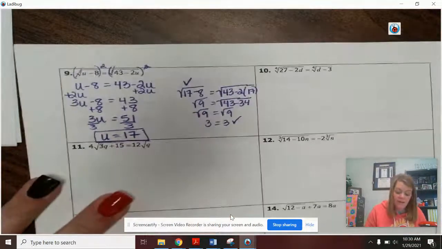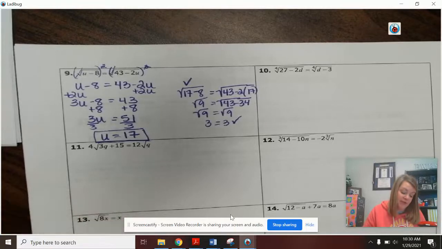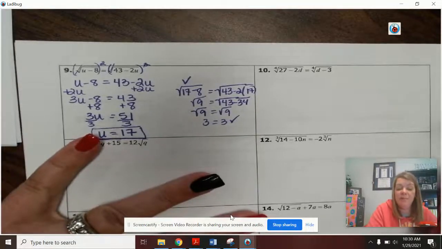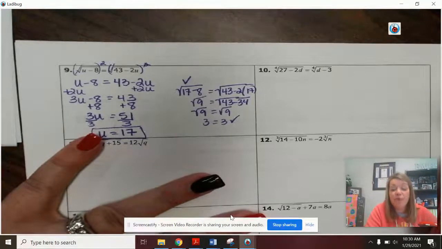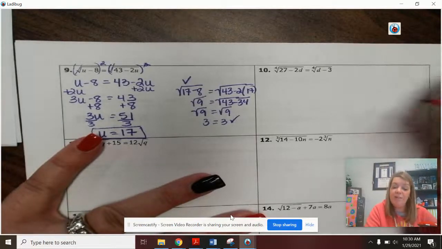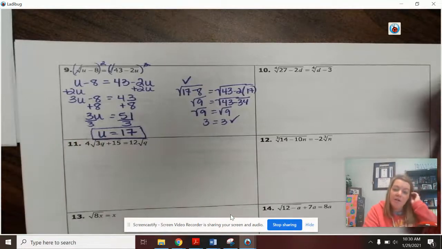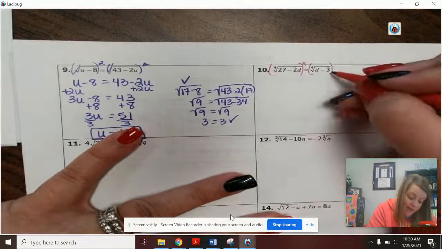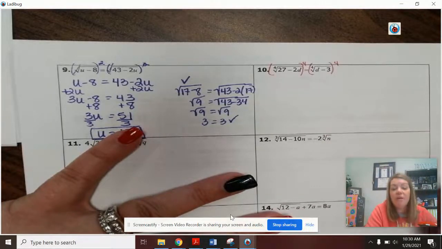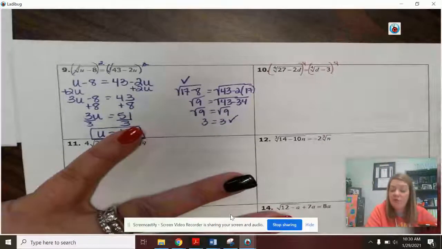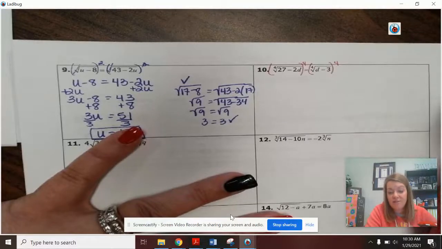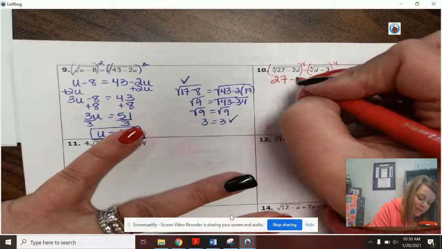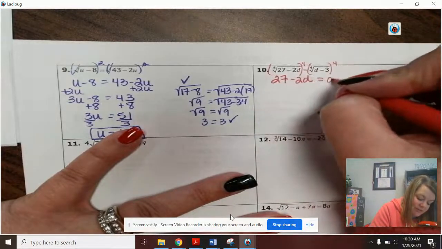All right, here I have fourth roots on both sides. I have the fourth root of 27 minus 2d equals the fourth root of d minus 3. So to get rid of that fourth root, I need to take both sides to the fourth power. So I'm going to take this side and raise it to the fourth, and I'm going to take this side and raise it to the fourth. And when I do that, the fourth roots are canceled out with the raising to the fourth power. Those are inverse operations. So I'm left with 27 minus 2d equals d minus 3.